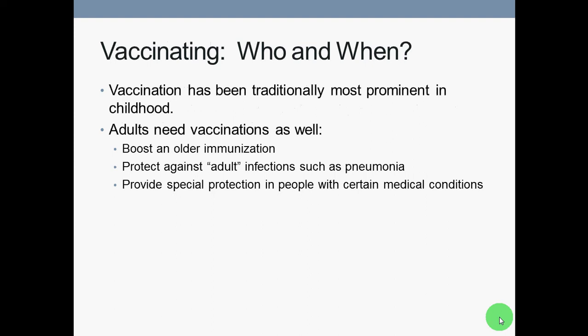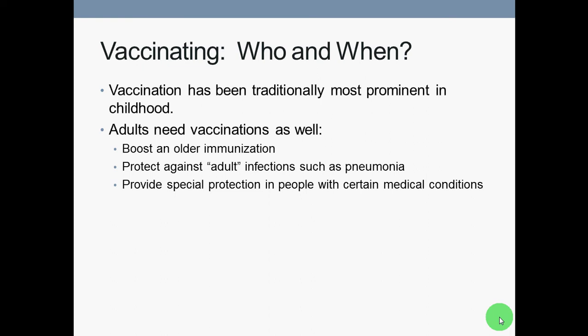Vaccination, again, is most prominent in childhood because that's when we're the most susceptible to diseases. If you can be vaccinated as a child, generally that means that you're going to be protected for life. But there are some vaccines that you need a booster for, because the immunity can wane over the years. So, for example, we need to get boosters for pertussis, that's whooping cough, every 10 years or so.